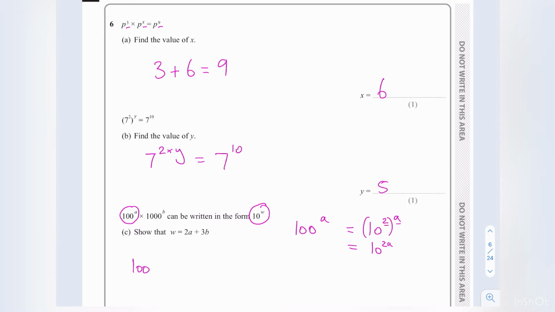If we do a very similar thing to 1000b, we know that this is 10 cubed all to the power of b, because 10 cubed is the same as 1000. So again, if we expand those brackets, we would get 10 to the 3b. So now we've got 10 to the 2a times 10 to the 3b equals 10 to the w. So w must equal 2a plus 3b. And we've just shown what it wanted us to show in the question.